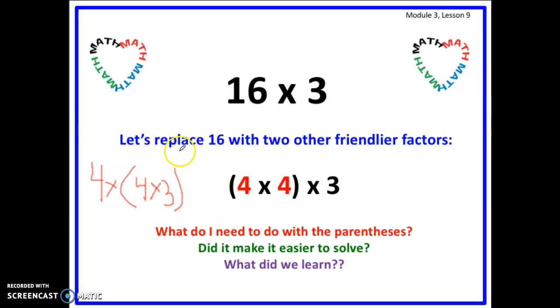Okay, I'm hoping that you moved your parentheses to make it easier. Now we don't have to figure out 16 times 3. Now we have to figure out 12, because 4 times 3 is 12, times 4. 12 times 4 is easier. If you need your multiplication chart, go ahead and take a look. Press play when you're ready to begin. 4 times 12 equals 48. So 16 times 3 equals 48.